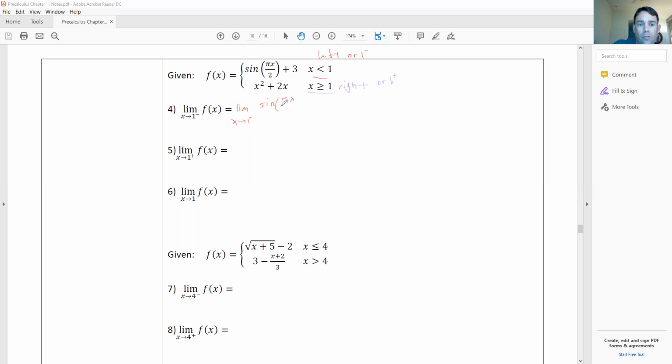Pi of x over 2 plus 3. And that equals, when I plug 1 in, so you just literally plug 1 in there. We don't bring the negative in with us when we plug it in. So pi times 1, we don't put 1 to the negative side when we plug it in. We just plug the 1 in, plus 3.